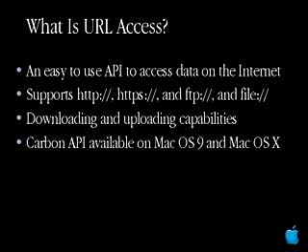So what is URL access? If it's not totally obvious from the name, it's an API to allow you to access data on the internet. And the way you do this is you give it a URL. We have support for the following schemes or URL prefixes: HTTP, HTTPS, FTP, and file. It supports both downloading and uploading of data. And it's a Carbon API, so it's available on 9 and 10.